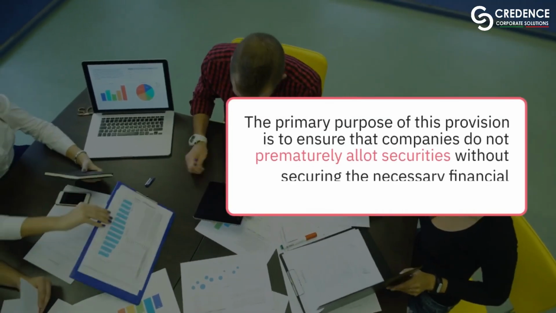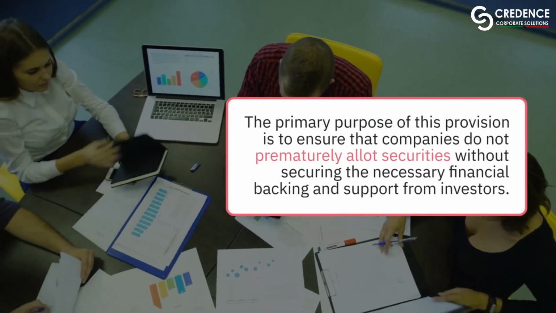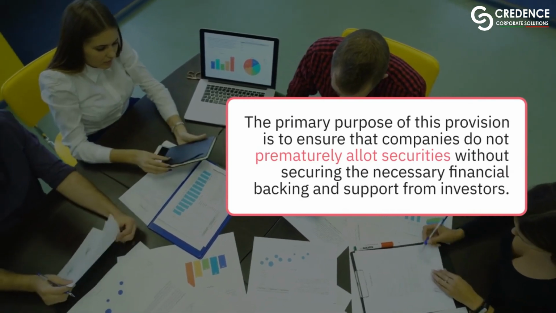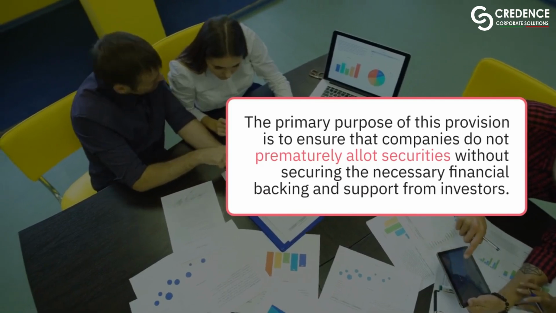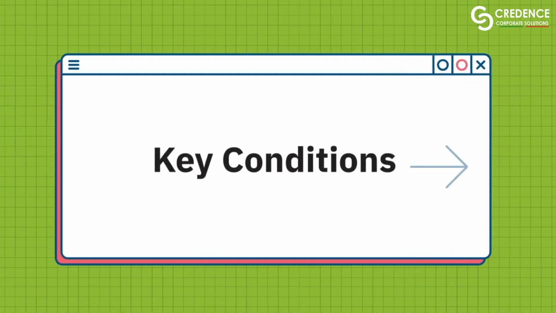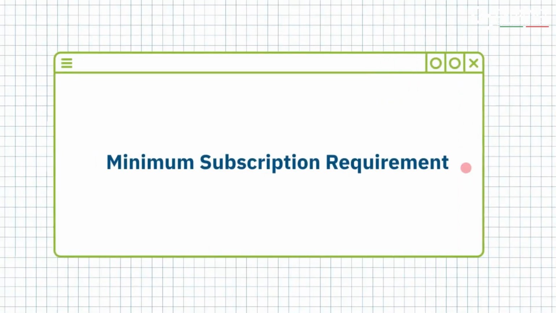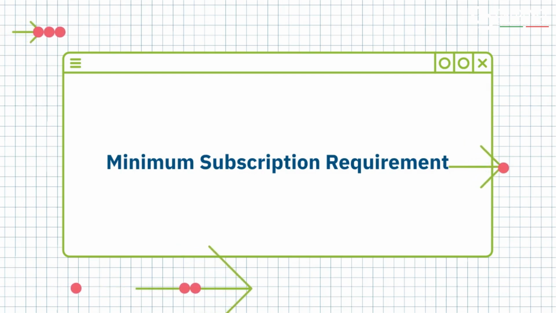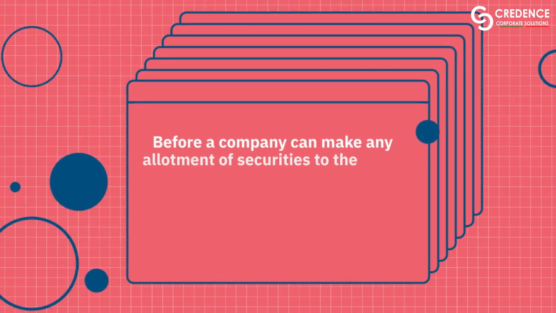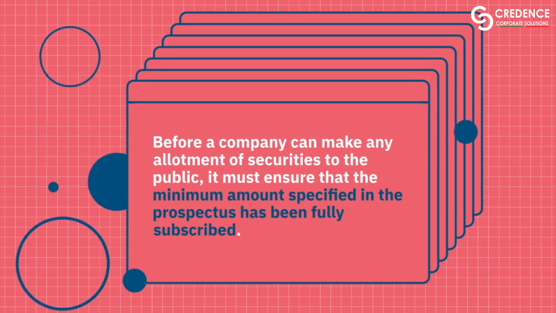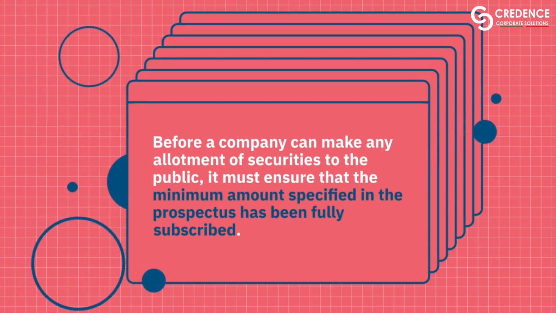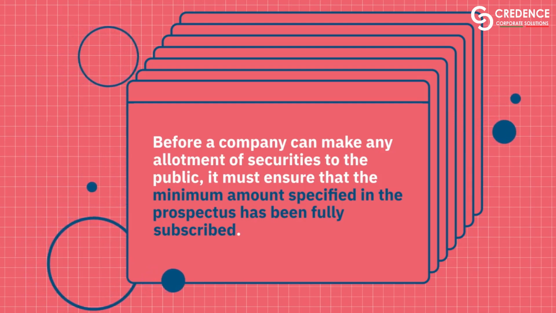The primary purpose of this provision is to ensure that companies do not prematurely allot securities without securing the necessary financial backing and support from investors. Key conditions. Minimum subscription requirement. Before a company can make any allotment of securities to the public, it must ensure that the minimum amount specified in the prospectus has been fully subscribed.